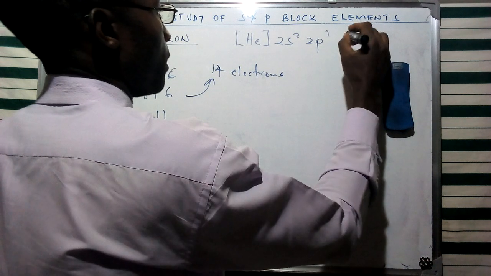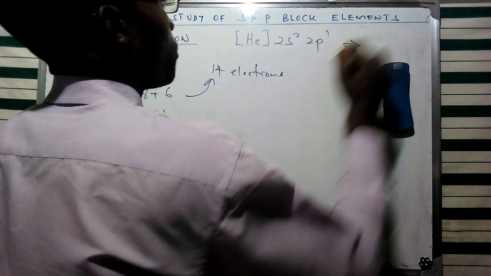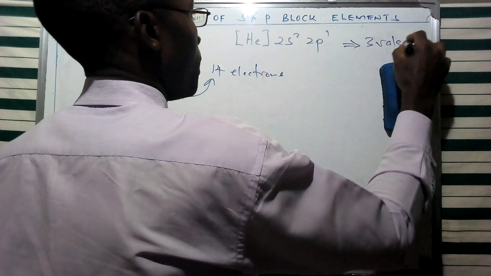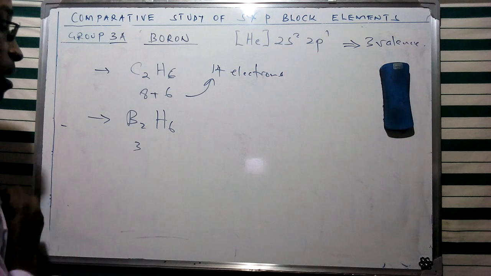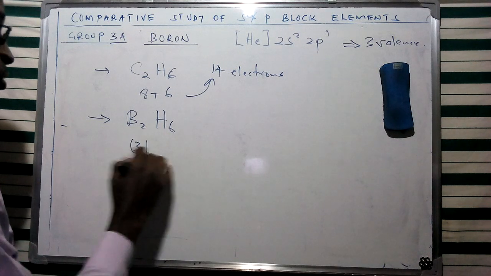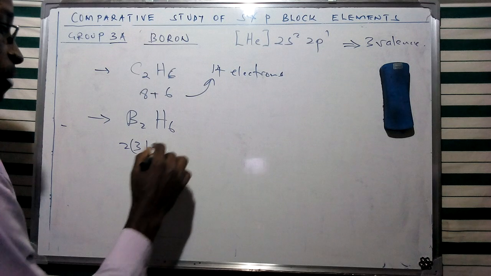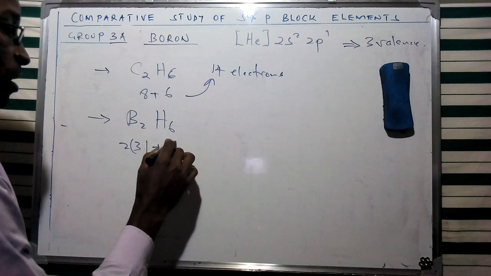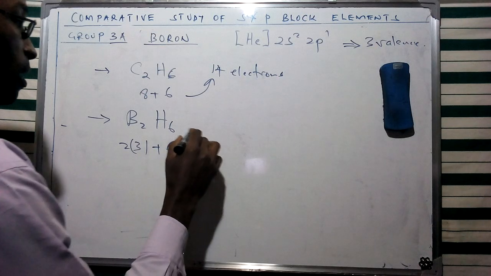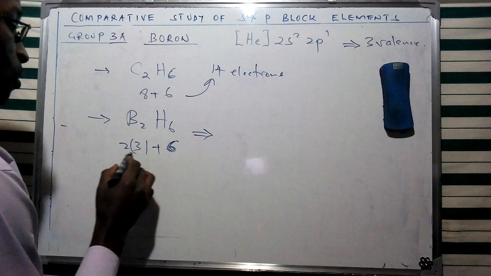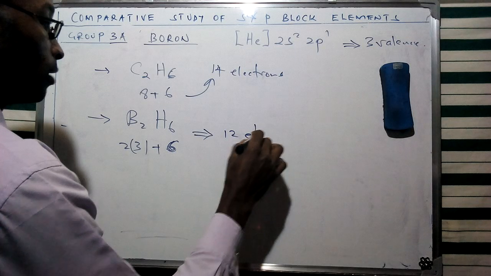So we're going to see that boron has 3 valence electrons, and therefore these valence electrons are going to be 3 by 2, and then we're going to have the 6 electrons from the hydrogens, which are going to be involved in bonding. So this is going to form a total of 12 electrons.